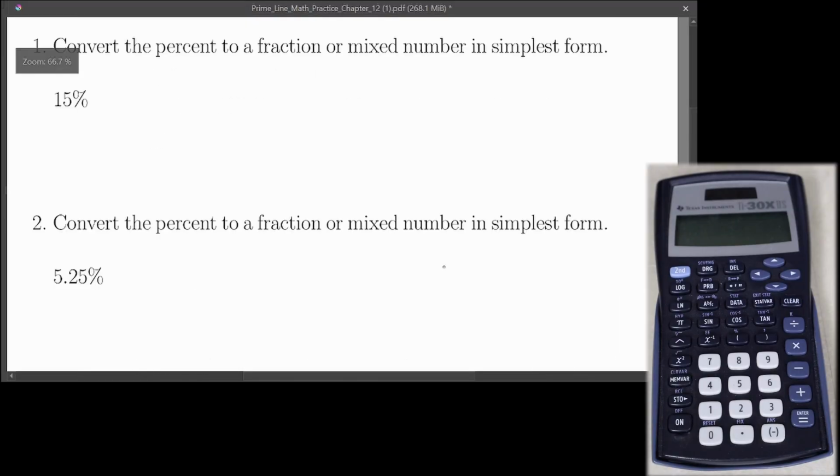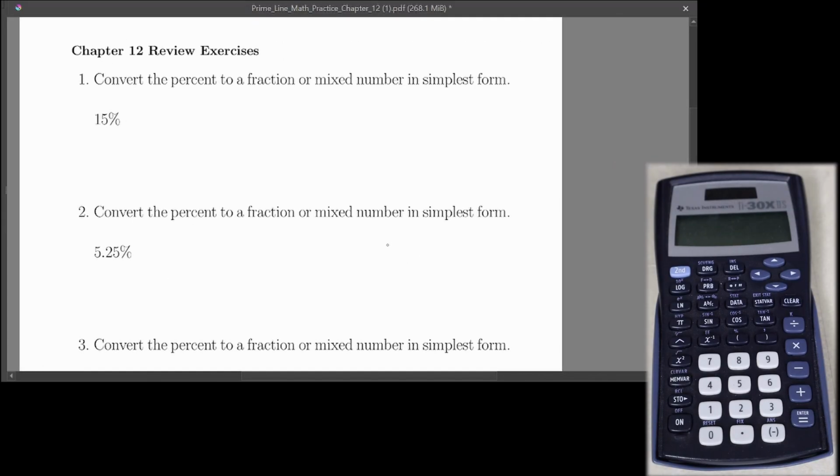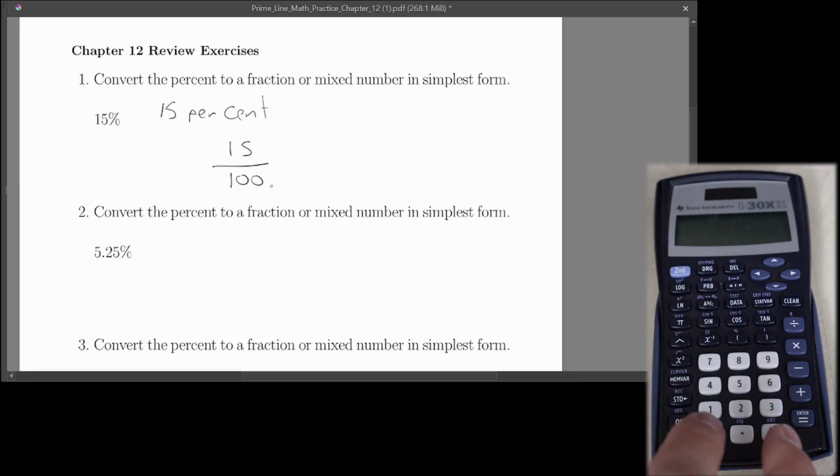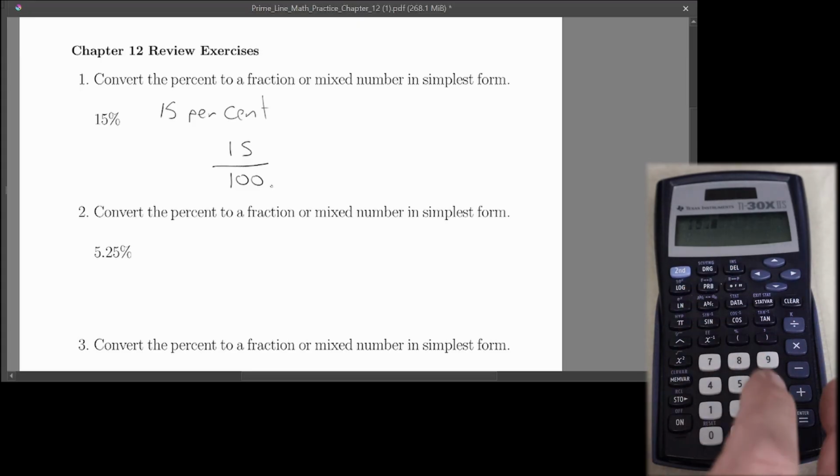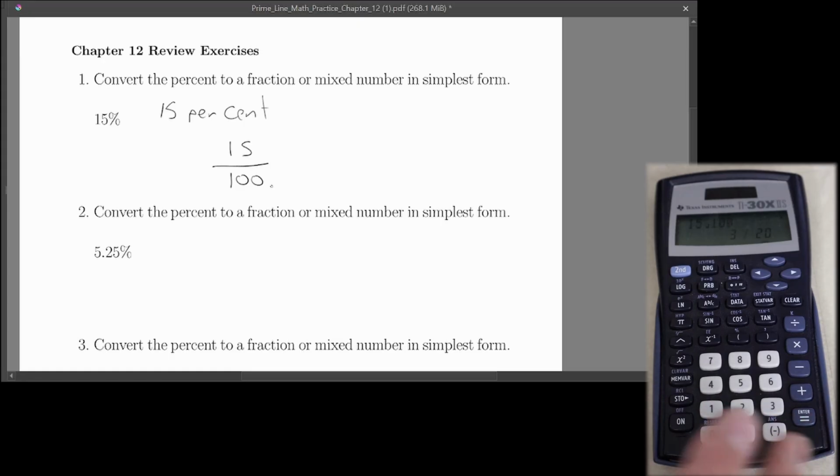So in problem number 1, they want us to convert the percent to a fraction or a mixed number in the simplest form. When we look at this value, that's 15%. The per represents a division line, 15 per, and the cent is 100. So we can convert that to a basic fraction, and then we can simplify it. We're going to use our calculator to simplify it. We'll say 15 over 100, and our simplest fraction is going to be 3 over 20.